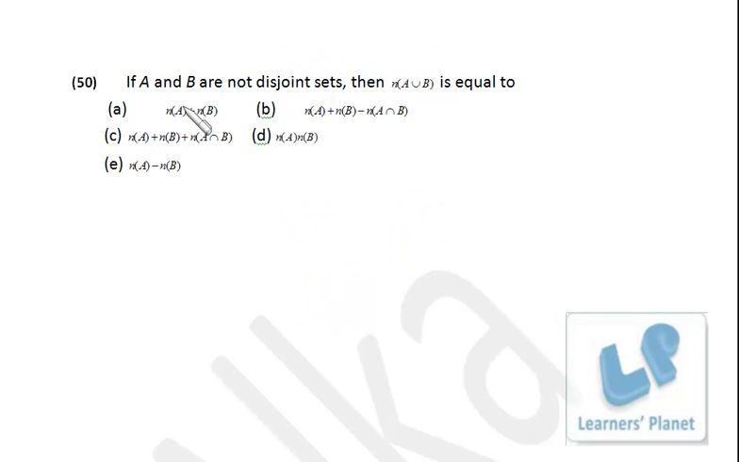And if A and B are not disjoint, then what will be the number of elements in A union B? That will be the diagram. So A plus B minus the common area, right? So NA plus NB minus N of A intersection B. This is the correct choice.